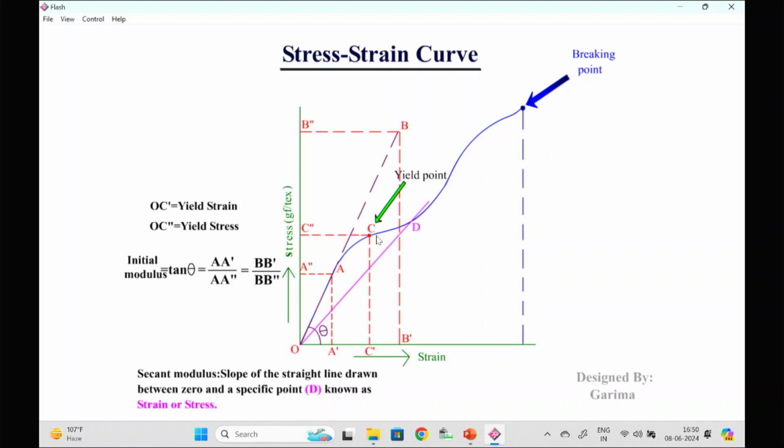And the point which we can get, point C. The point C here is the yield point, and from the yield point we can also measure the yield stress and yield strain. Yield stress is C double dash, that is the OC double dash, this height, this point. OC double dash is the yield stress and OC dash is the yield strain. And at the breaking point, that is E, from there we can get OE double dash, which is breaking stress or tenacity, and OE is the breaking strain.